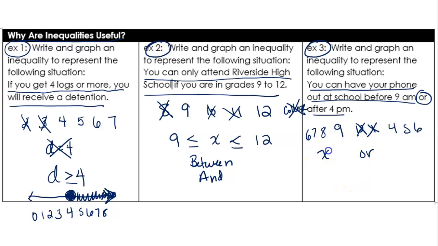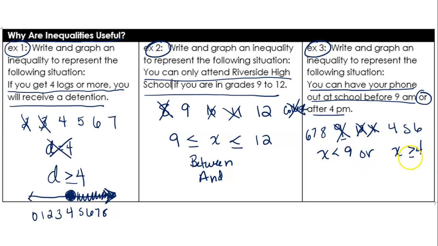I can have my phone out before 9 a.m. or I can have my phone out after 4 p.m. I use less than for before and greater than for after. Now let's drill down and think about our times here. Could I have my phone out at exactly 9 a.m.? No, I could not. 9 is actually not one of my options, but I could have it out at 8:59. So I want to show that using a less than. I can have my phone out right up to 8:59, but not at 9.